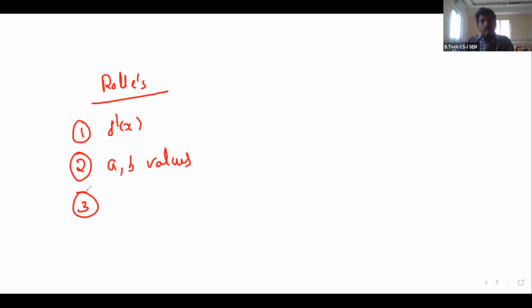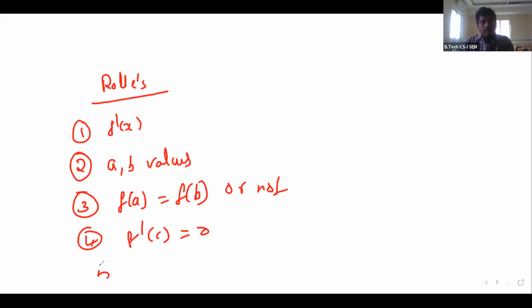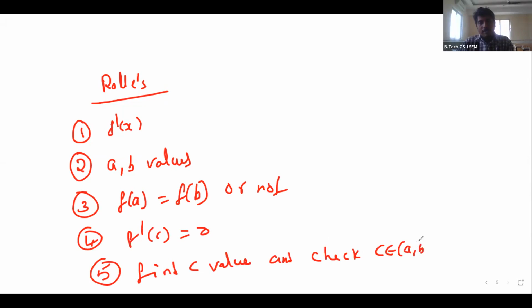Third step, verify whether f of a is equal to f of b or not. Fourth step, f dash c is equal to 0. Fifth step, find c value and check c belongs to open interval a and b or not. So everybody, please tell me how many steps are there in the procedure.